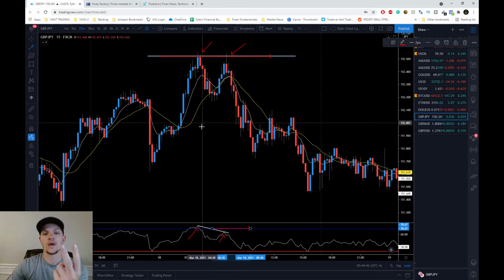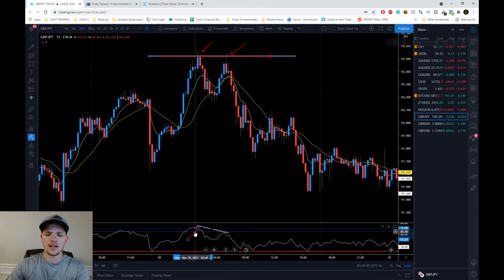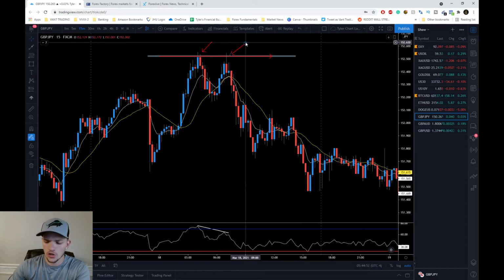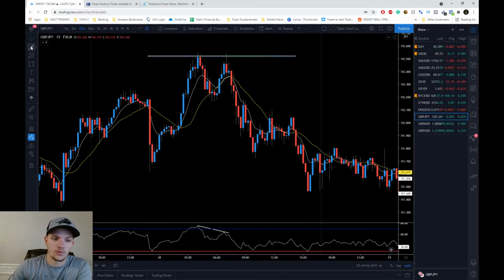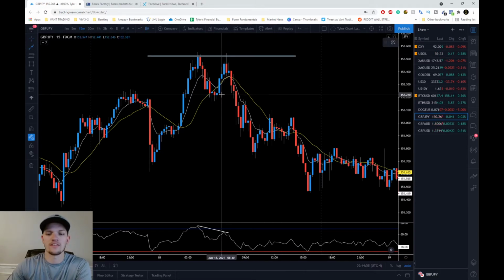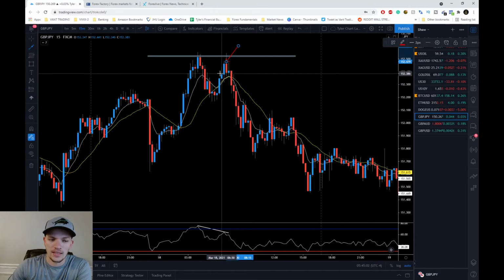And then there are two ways you can go about entering this trade. You don't want to just blindly buy or sell. What I would wait for is this bearish breakaway right here, some kind of bearish candlestick pattern, and then you would take a sell right there.